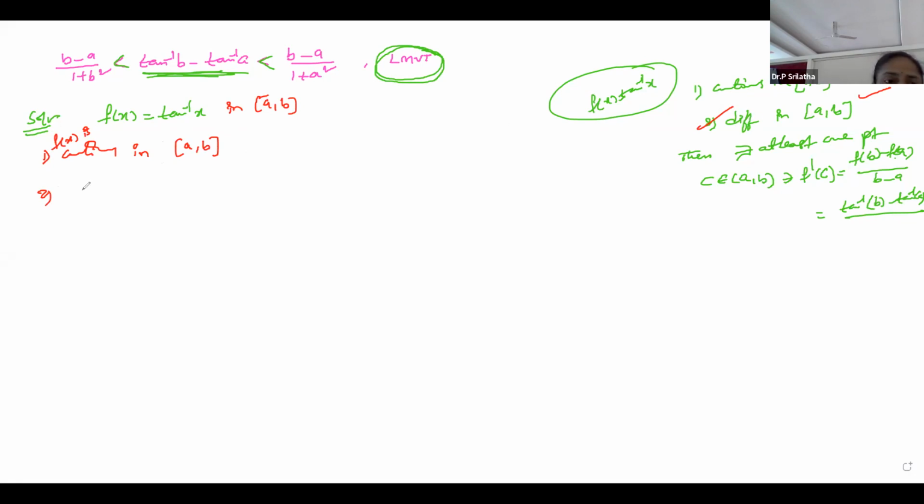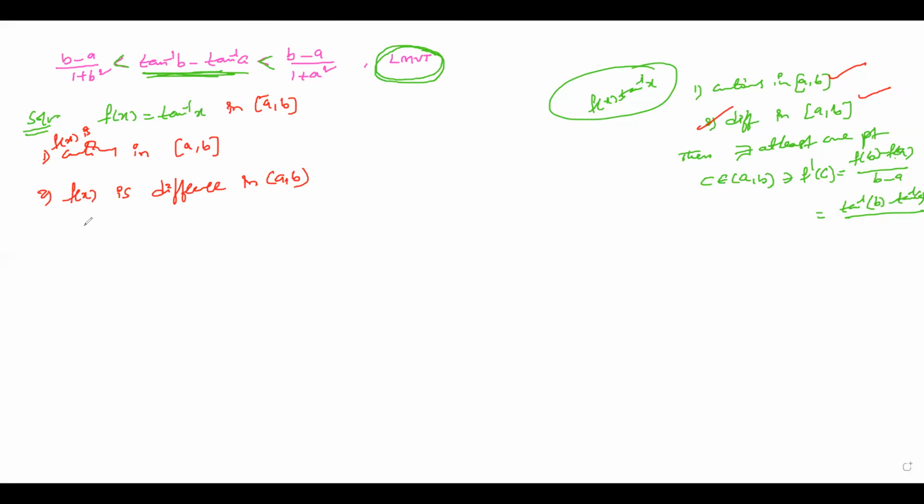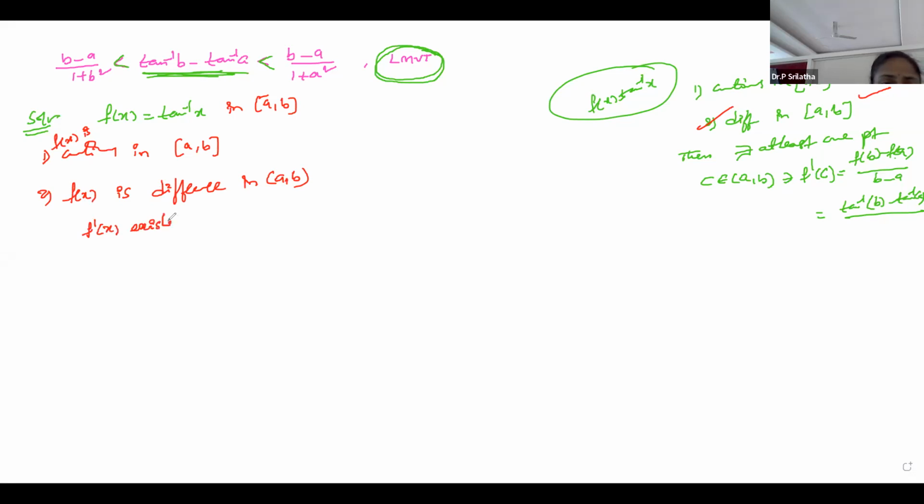And the second condition: it is differentiable, that means f of x is differentiable in the open interval a comma b. So what is the meaning of f of x being differentiable in the open interval a comma b? It is nothing but f dash of x exists in the open interval a comma b. So f dash of x exists means, what is the differentiation of tan inverse x?